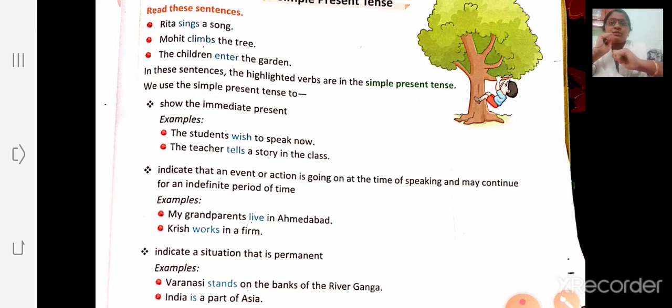Now, simple present tense is used to indicate a situation that is permanent. For indicating permanent situations, we use simple present tense. For example, Varanasi stands on the banks of river Ganga. Stands, simple present tense. India is a part of Asia. Is, simple present tense.